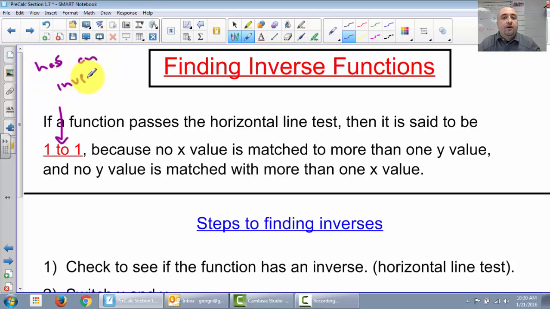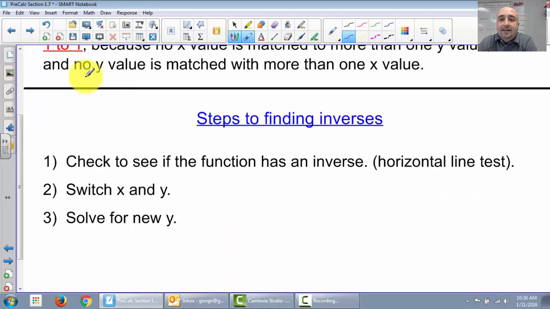All right, now we need the steps of finding inverses. Step 1, check to see if the function has an inverse. Does it pass the horizontal line test? Step 2, we're going to switch x and y. Step 3, we're going to solve for the new y. All right, so let's look at these.